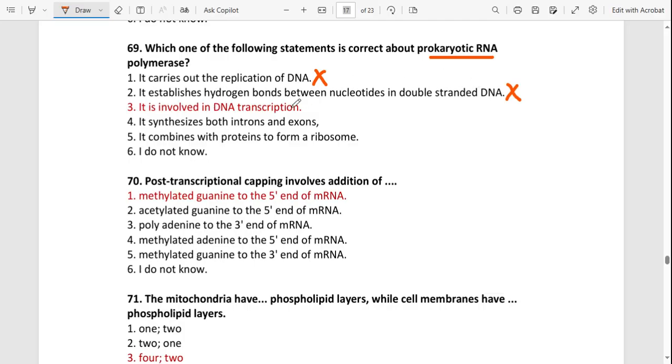It is involved in DNA transcription. This is true, when you're converting DNA to RNA, that is the transcription of DNA. Synthesizes both introns and exons. For prokaryotes, you don't form both introns and exons, unlike eukaryotes. It combines with proteins to form a ribosome. Now, the prokaryotic RNA polymerase won't combine with any protein to form any ribosome.